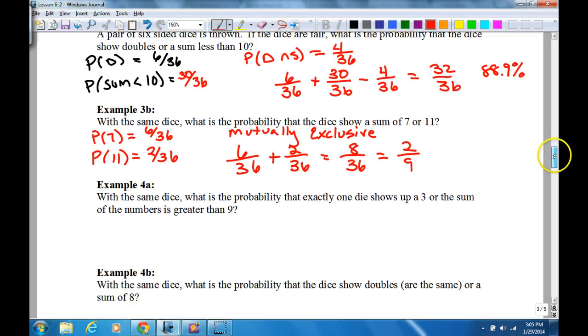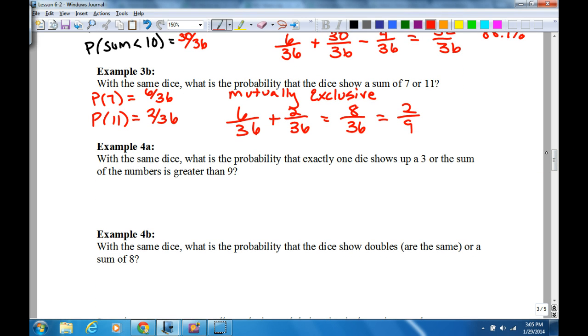For A. Any questions on that now? We're almost done, guys. We're getting there. 4A says, with the same dice, what is the probability that exactly one die shows up a 3, or the sum of the numbers is greater than 9?